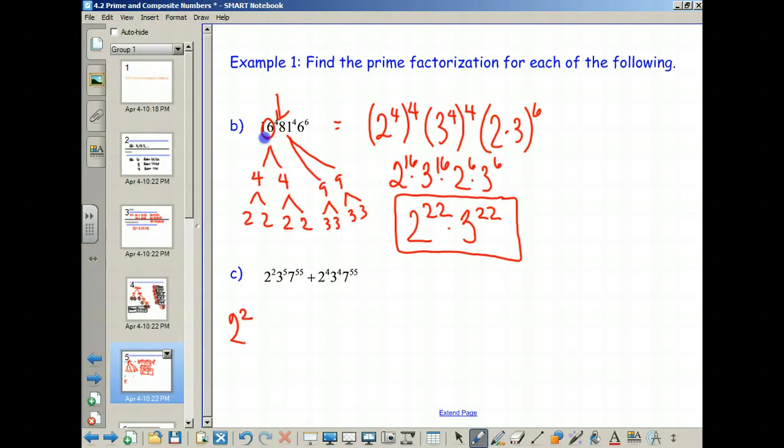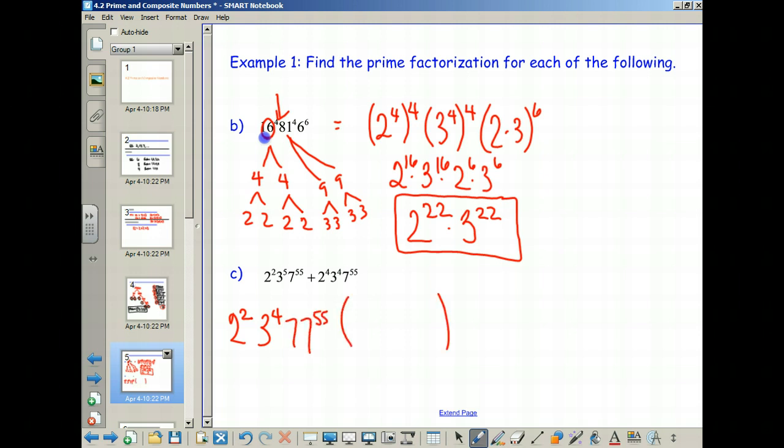How about the 3's? How many 3's do they have in common? 4. There are 4, because there's 4 on one of them and there's 5 in the other. So they have 4 in common. So 3 to the 4th. How many 7's do they have in common? All of them. 55 of them, that's right, all of them.